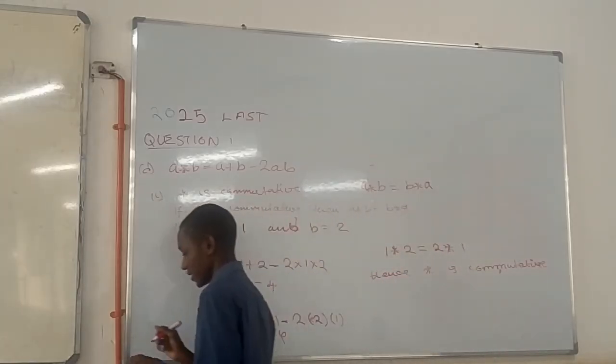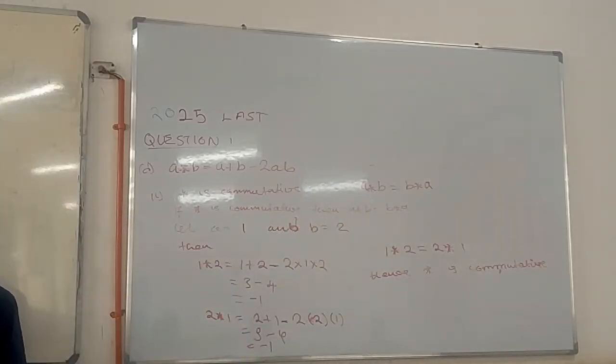Hence, star is commutative. Anyone behind? Advance. Okay, hence star is commutative.